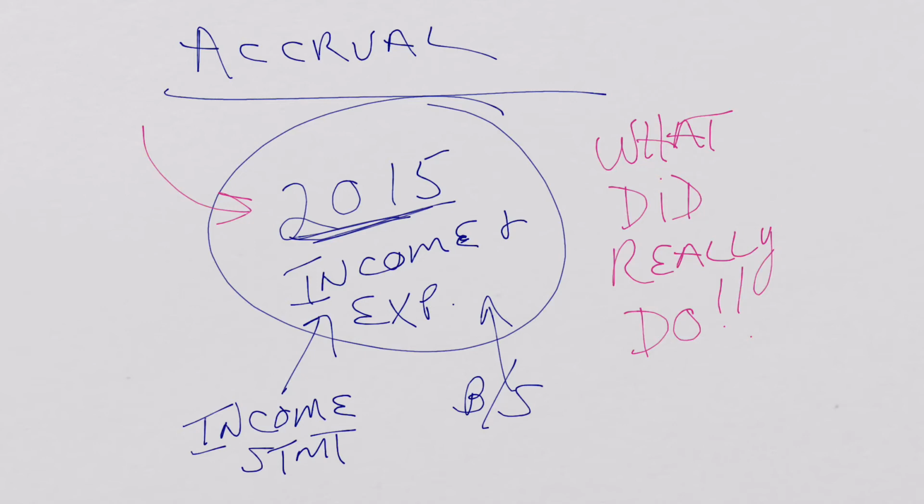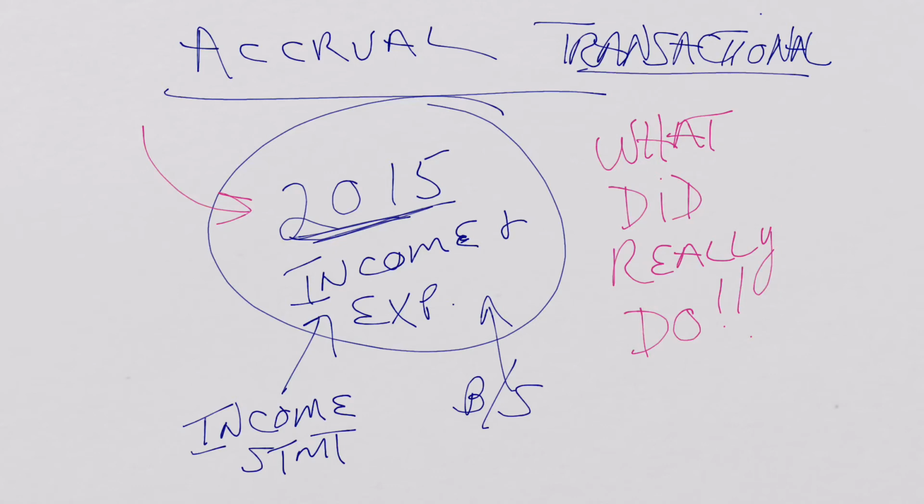So this one is transactional based. Cash basis is cash based. This is transactional based. What transactions occurred? Did they occur here? If so, let's get them in that year. If they occurred in a different year, then go back and get them in the year where they occur. Transactional based.